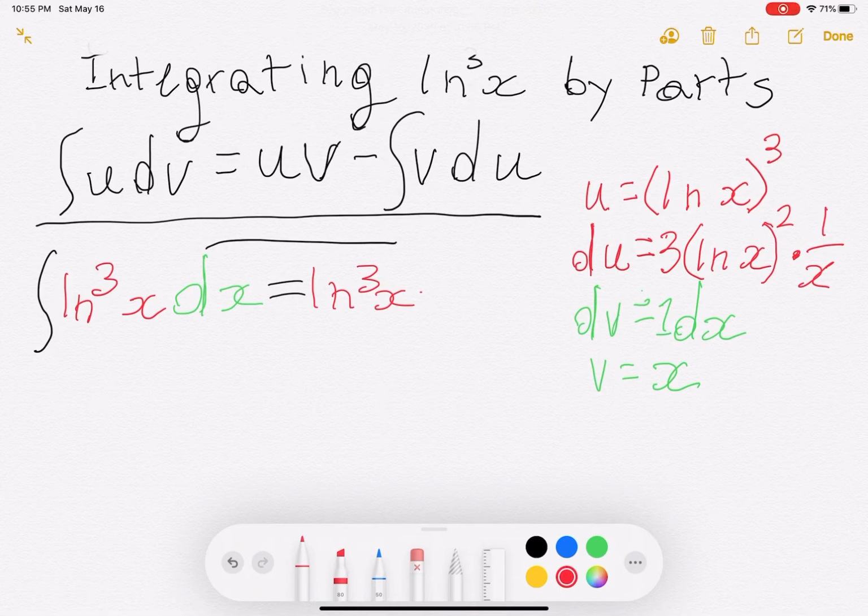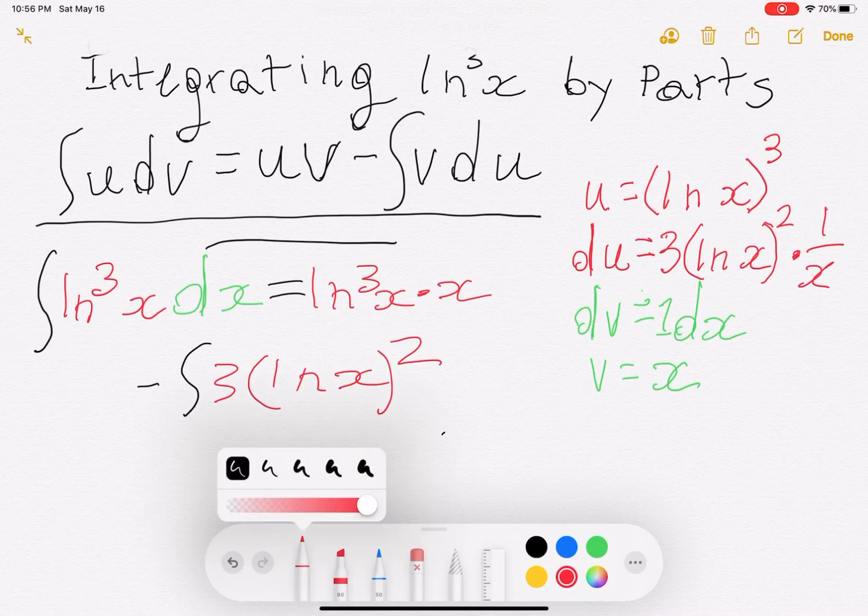Times v, so that's just times x, and then minus the integral of v du. x times 1 over x, so this can cancel. We can instantly cancel terms here, so we'll just erase that, so we don't have to worry about v anymore, nor the 1 over x. So we just write 3 ln x squared, and we can just take the constant out, right?